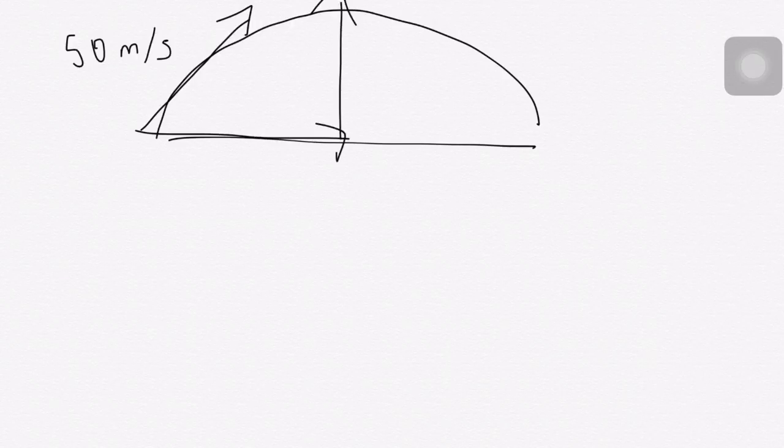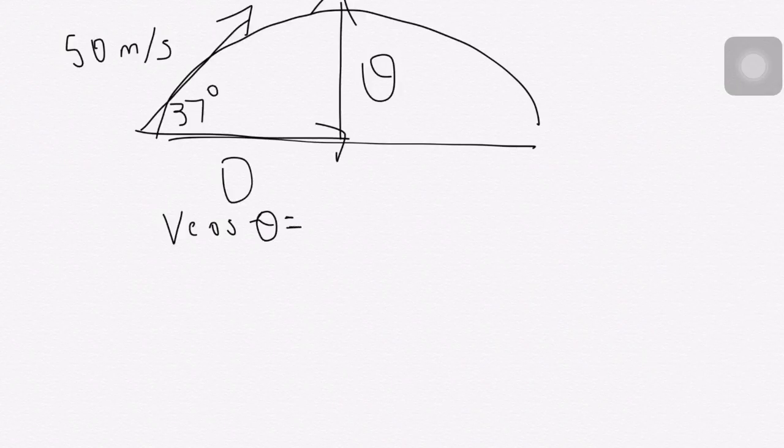It says the speed was 50 meters per second. We need to find the two components. To find this component, you need to do the speed times the cosine of the angle that was given, which was 37 degrees. And to find the horizontal one, you need to do the speed and the sine of the angle that was given.